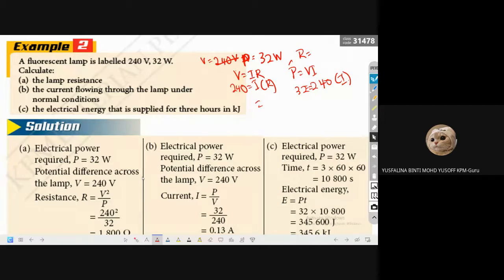And then for B, the current flowing through the lamp under normal condition. So we already know this one, we just divide. So we find P is equals to VI, right?